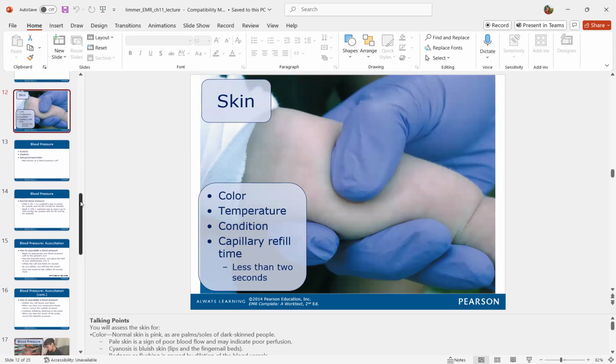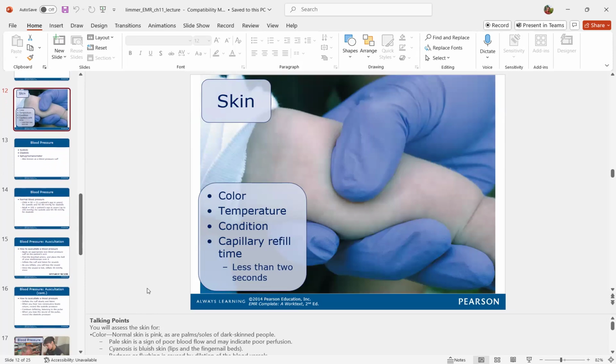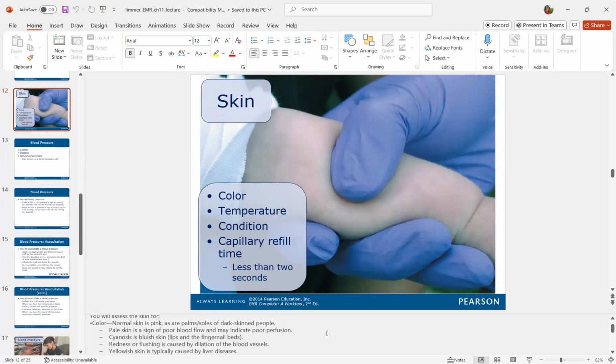We're going to assess the skin for color, temperature, condition, and capillary refill. So looking at skin, normal skin is pink. The palms and the soles of dark skinned people can be pale. Pale skin is a sign of poor blood flow and may indicate poor perfusion, also known as hypoperfusion, or shock. Cyanosis is that bluish skin. The lips and the fingernail beds usually start first with that. Redness or flushing is usually caused by a dilation of blood vessels, and yellowish skin is typically caused by liver diseases.